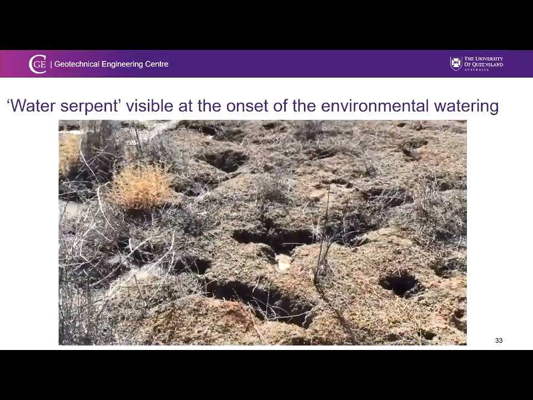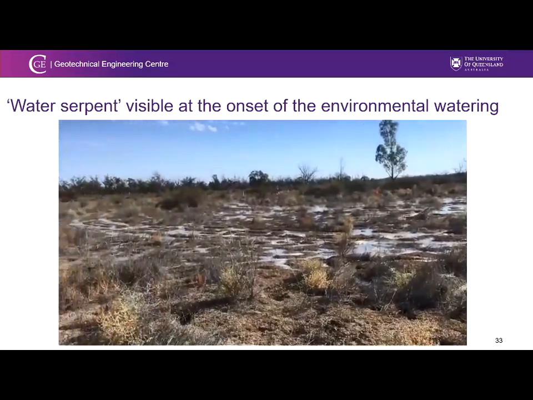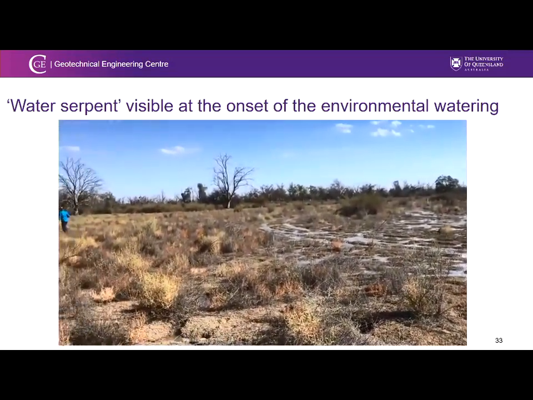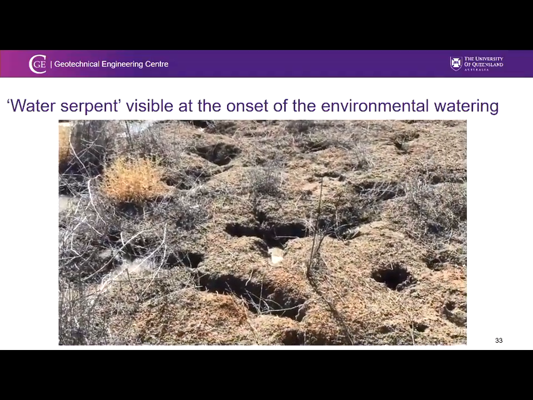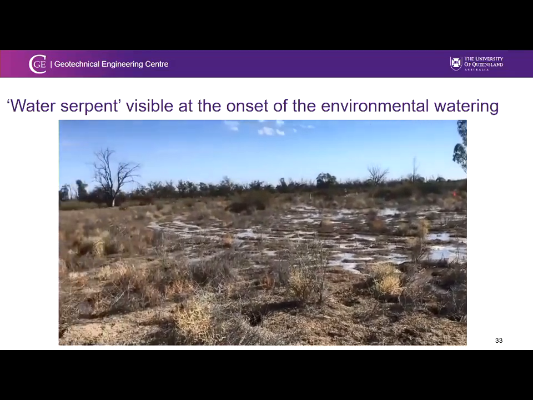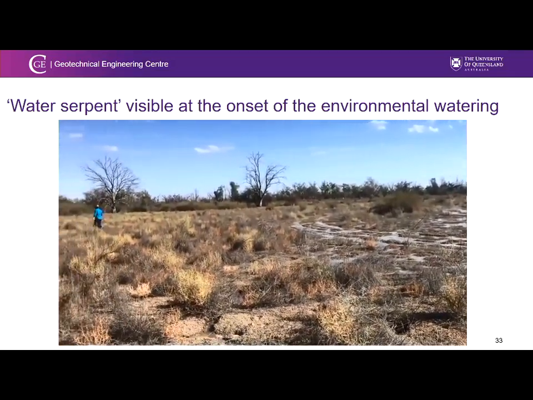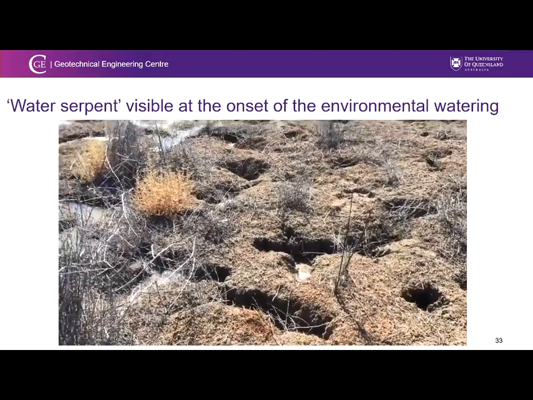This is another thing. When we pump the water in, because of those cracks, it starts to follow those crack lines. And the Aboriginal people have a name for it. They call it a water serpent. It's literally like a water serpent meandering on the dry soil. It looks quite fantastic. And later on it forms a pond.